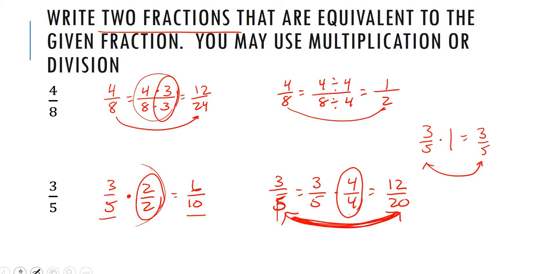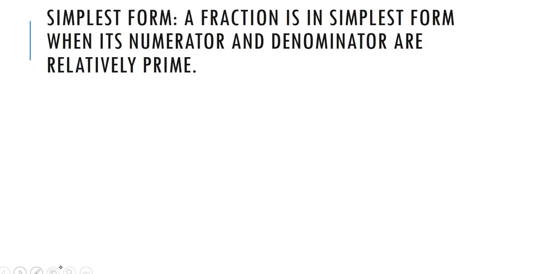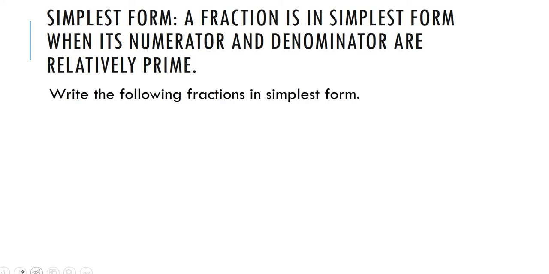Okay? So, simplest form. In order to make a fraction in simplest form, we have to make sure its numerator and denominator are relatively prime. So, write the following fraction in simplest form.